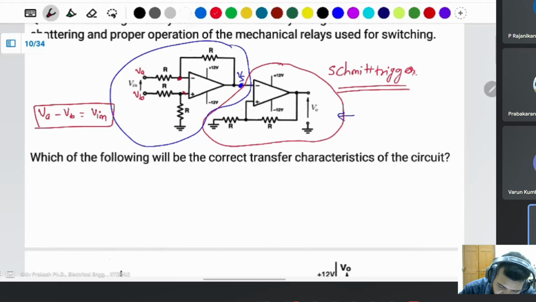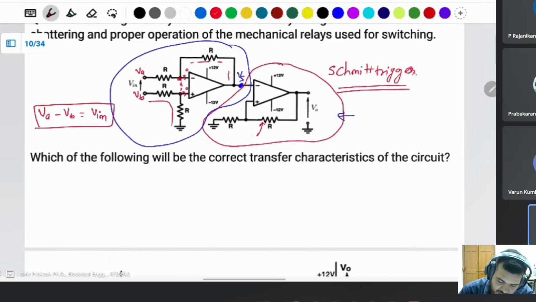The current flowing through this is zero because of the high impedance rating. If a negative feedback is there, then you can say this will be a virtual short. This voltage will be the same if there is negative feedback, but here there is positive feedback. That's why it's known as the Schmitt trigger. In negative feedback you can take both as a virtual short. This voltage is the same as this voltage.